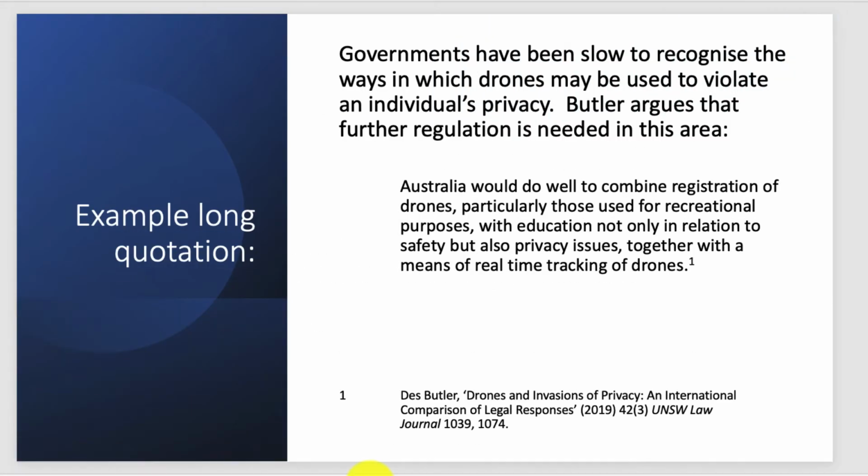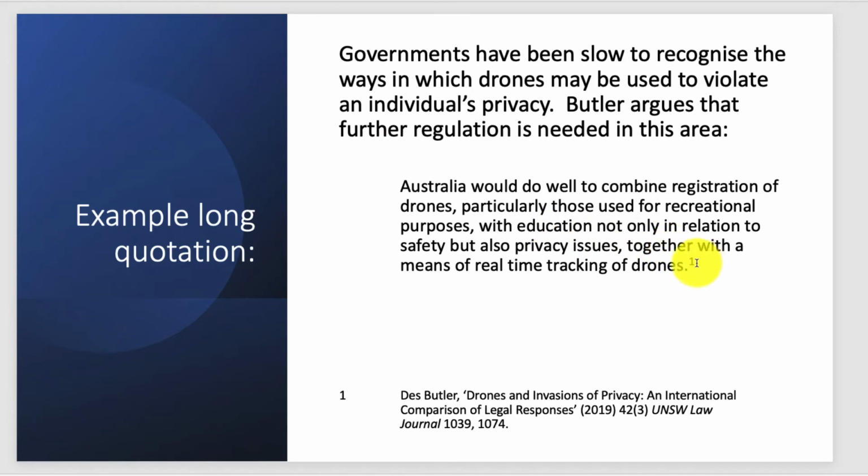So this is an example of a student's essay which includes a long quotation. You can see that the student has provided an introduction or a small passage that leads into the long quote, which is here. This is the quote from Butler's work. So what you can see is that it's indented from the left margin, so it's tabbed in from the margin, and you can also see that it's in a smaller font size to the rest of the student's essay.